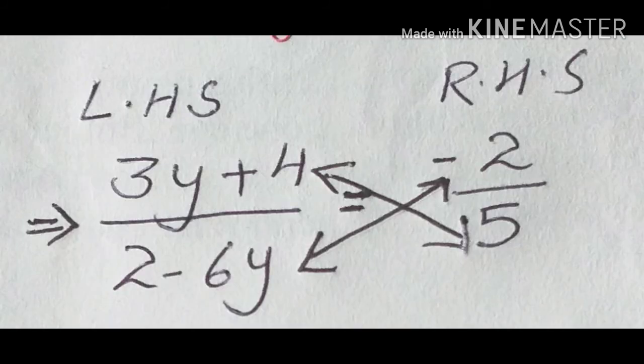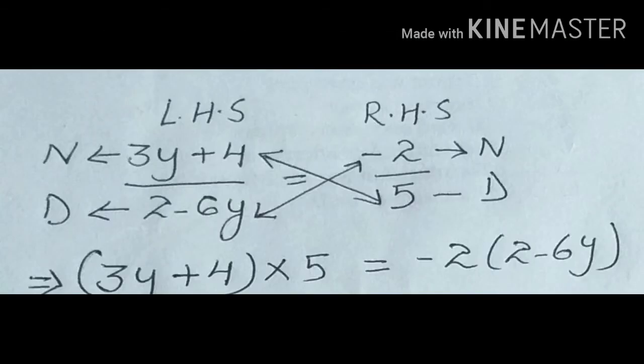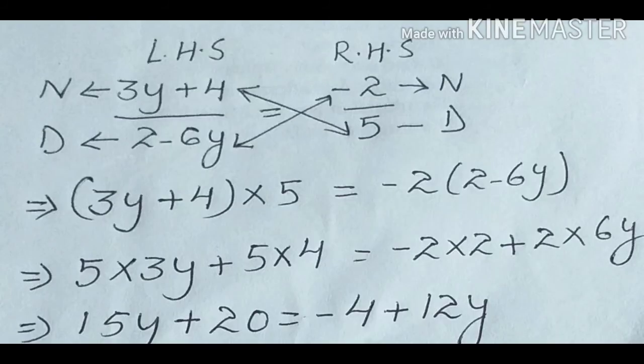For cross multiplication, 3y + 4 will be multiplied by 5, and 2 - 6y will be multiplied by -2. Now, in the next step, you have to multiply 5 into 3y, plus again with this 5 we have to multiply 4 also. So we have 5 into 4, and this left hand side is completed. Now the equal to sign is there, put the equal to sign.